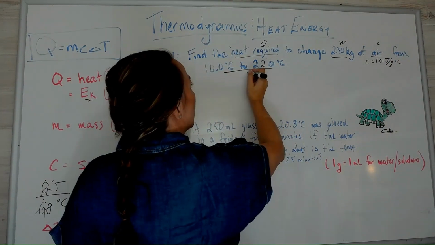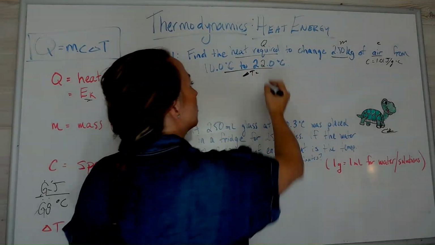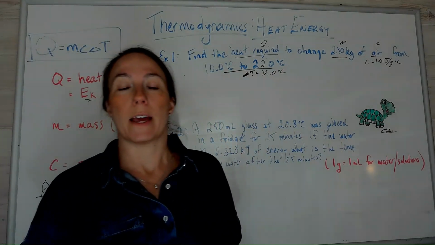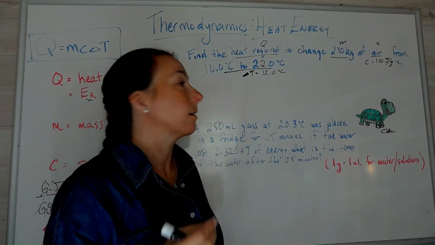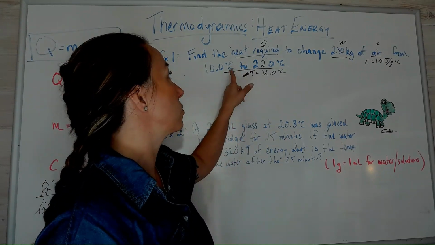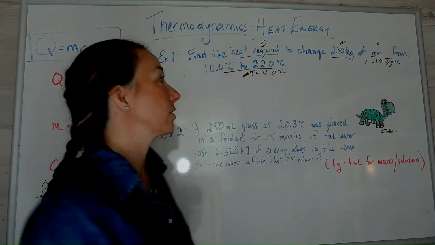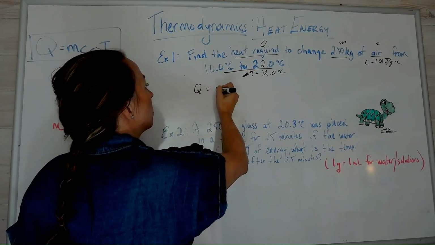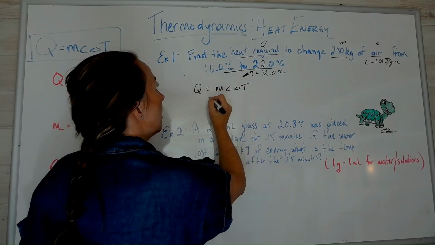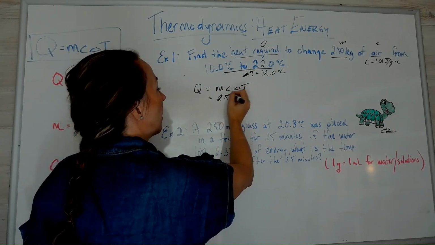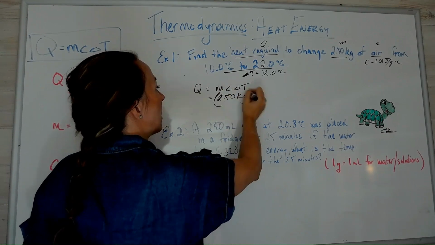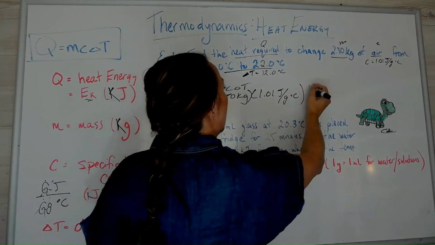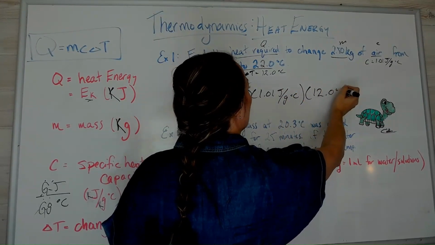And this temperature change here, going from 10 to 22, is 12.0 degrees Celsius, the last decimal place being subtraction. So I look at my decimal places for significant digits: 12.0 for significant digits. So Q is equal to MC delta T. The M here is 2.50 kilograms. The specific heat capacity is 1.01 joules per gram degrees Celsius, and that temperature change is 12.0 degrees Celsius.